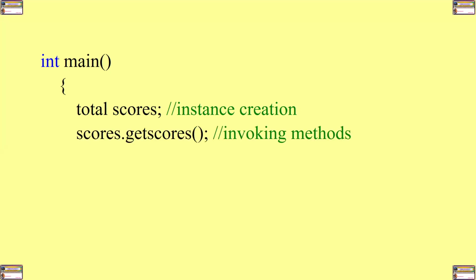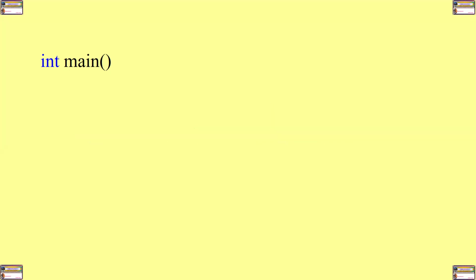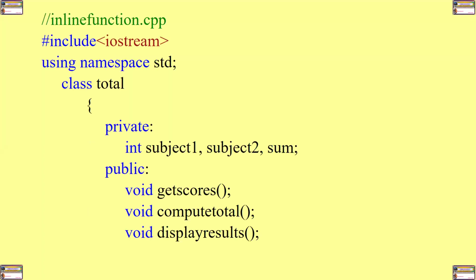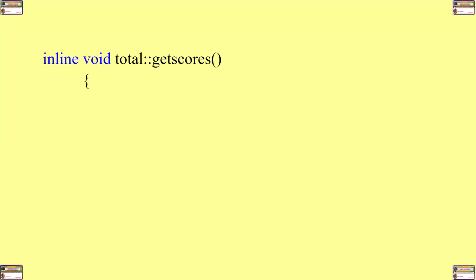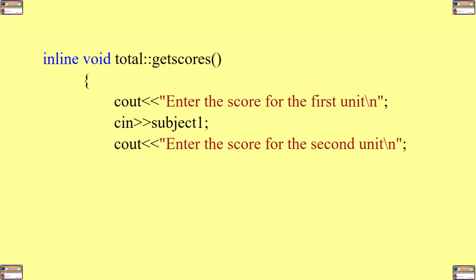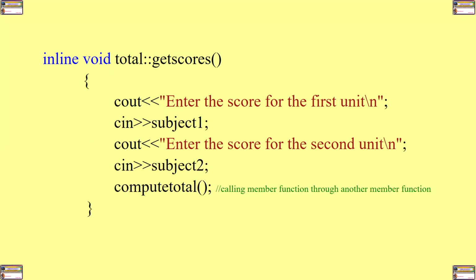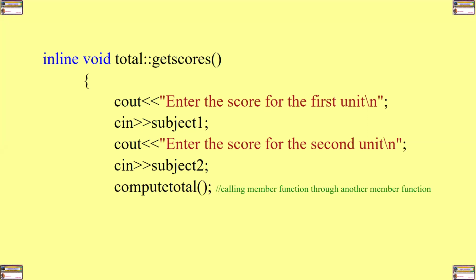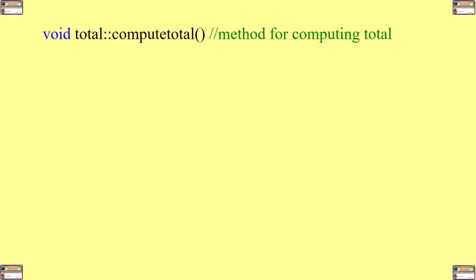So once this statement is executed, the compiler will go to the class which is accessible through the object that we have already seen. And then it will come to this section here for getScores and perform the task here. Once that is done, the compiler will move on to the computeTotal function. Now, where is the computeTotal function? The computeTotal function will be found after the main.